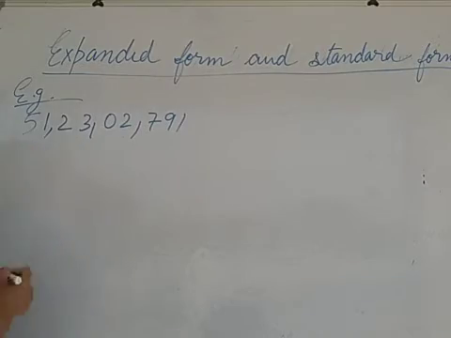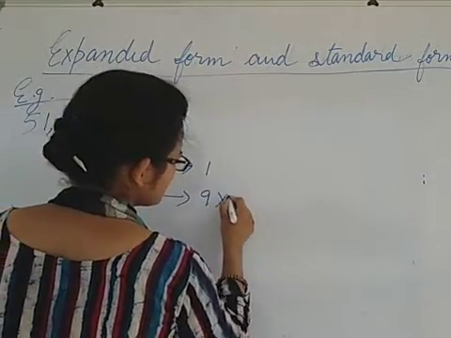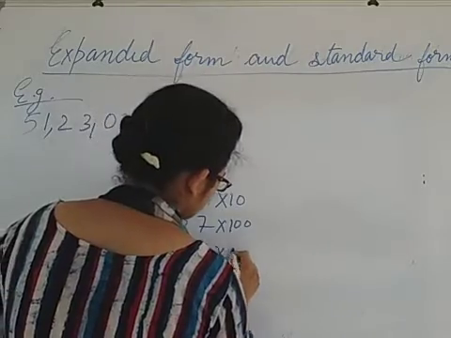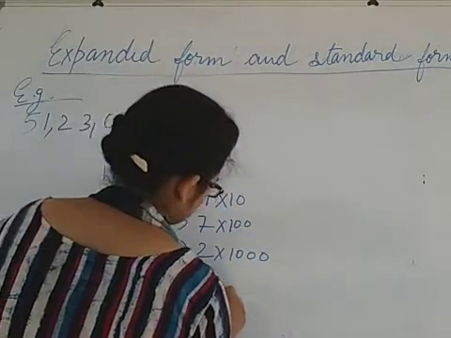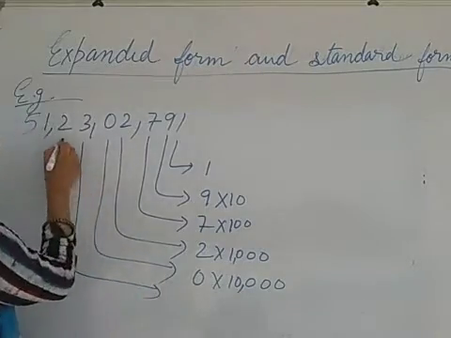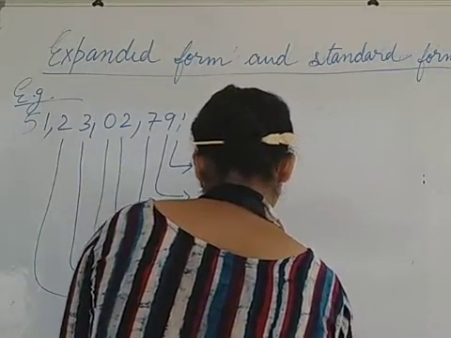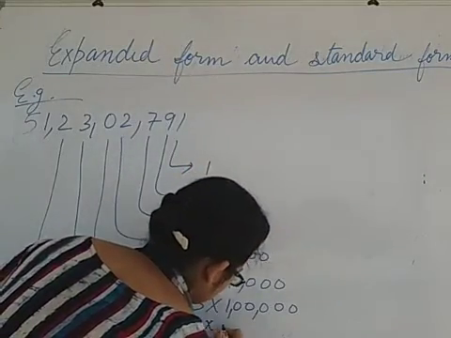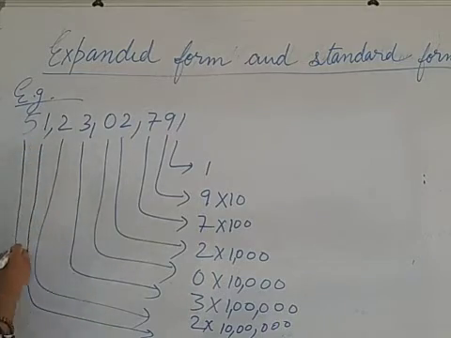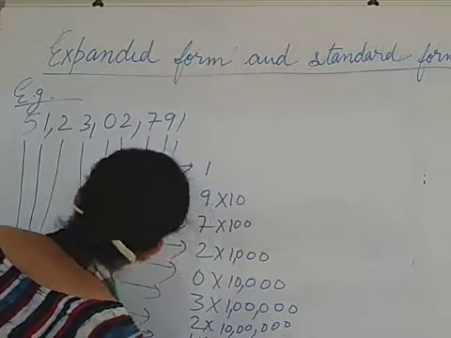And if we write all these numbers with their place values: ones, tens, hundreds, 1000, 10,000, lakh, 10 lakh, crore and 10 crore.